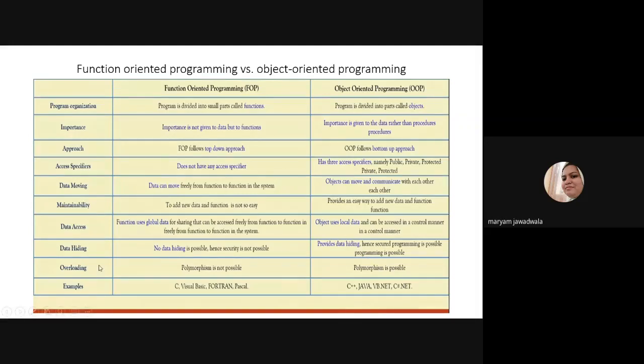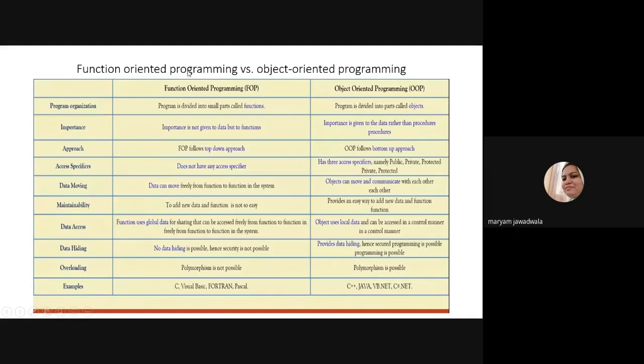Next feature is overloading. This overloading facility is also known as polymorphism. This is one of the pillars of object oriented programming. Polymorphism is not possible in function oriented programming, but it is possible in object oriented programming. Some terms are new for all of you, don't worry. You will understand all the terms in the near future, right? Just listen to me for the time being.